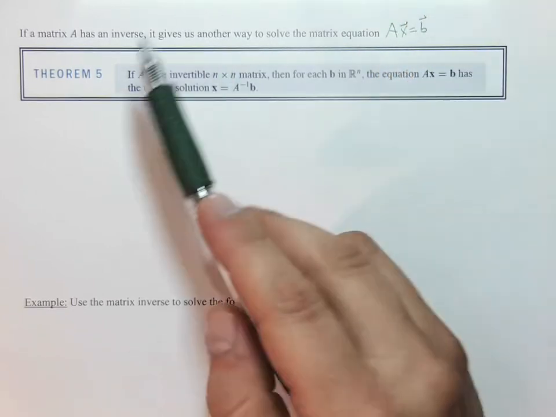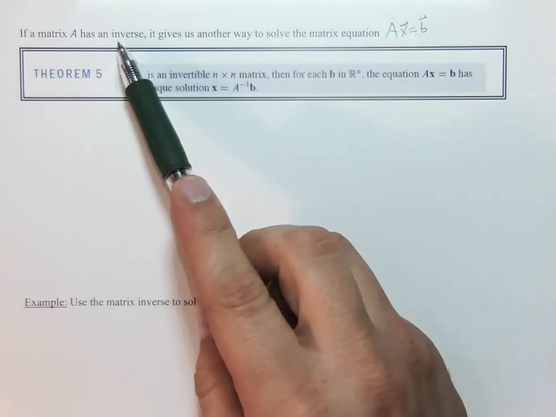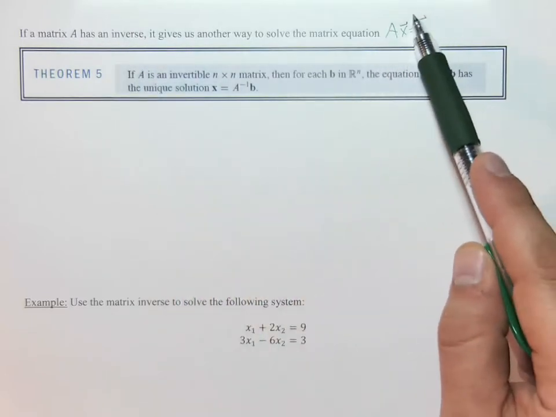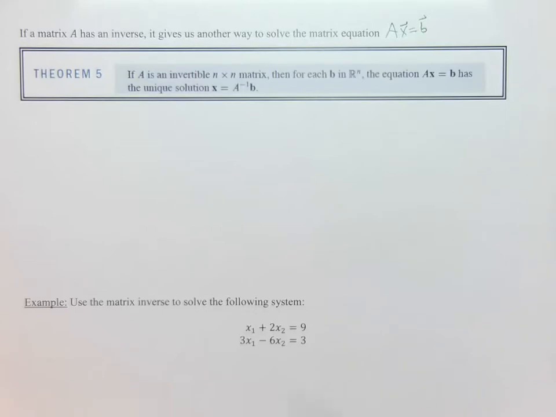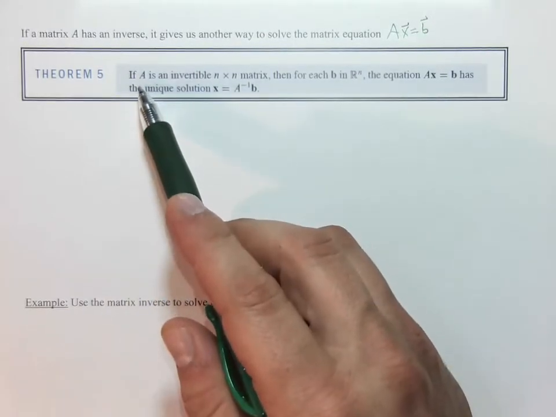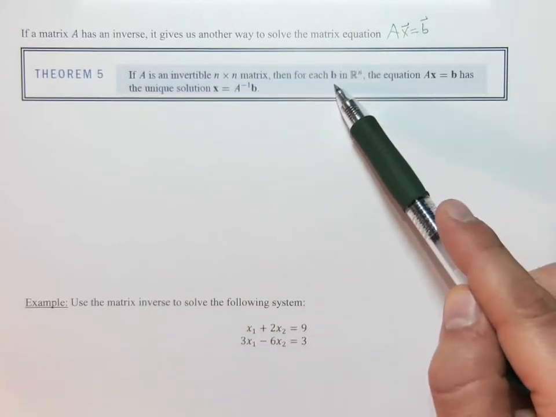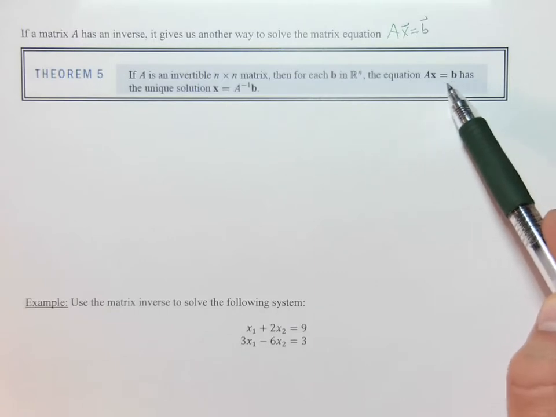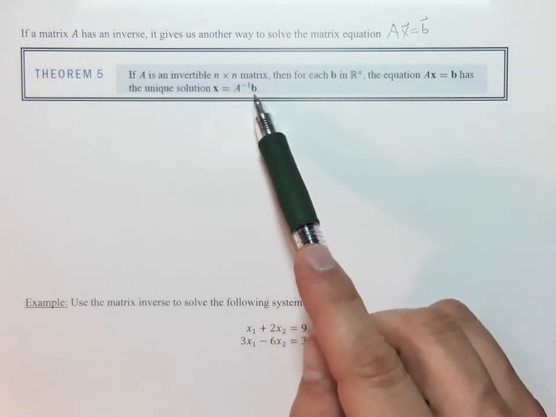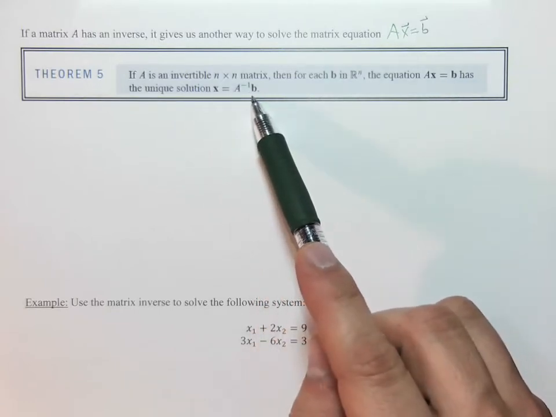So anyway, if A has an inverse, it gives us a way to solve this equation. And it's stated by this theorem, and I'll show you what this theorem is saying. It says if A is invertible, and it has to be square, then for every B in R^n, the equation AX equals B will have this solution, X equals A inverse B, right?